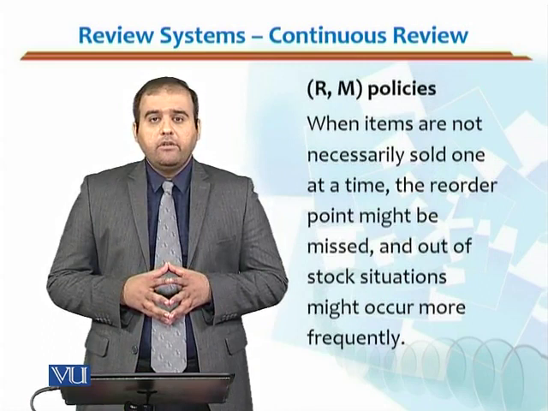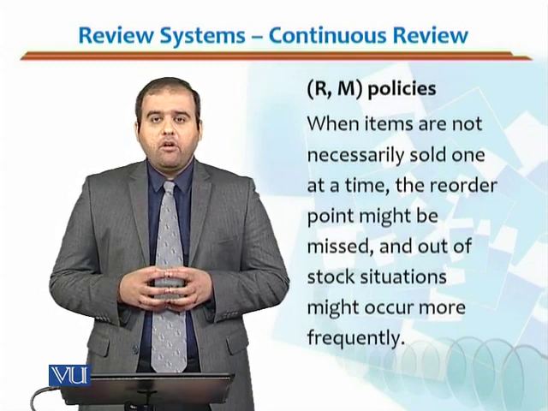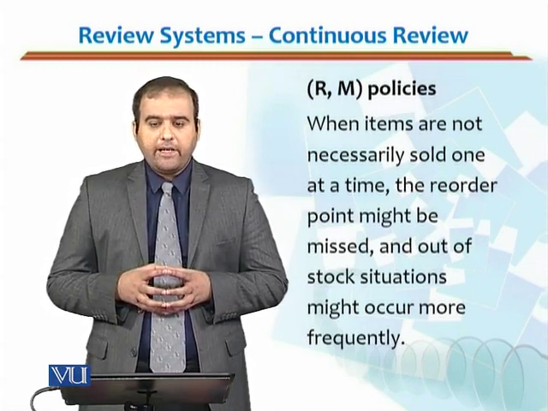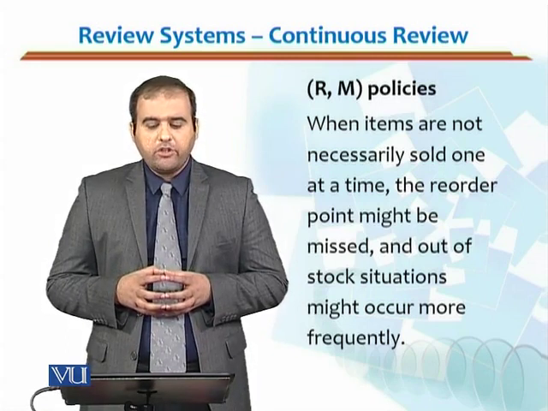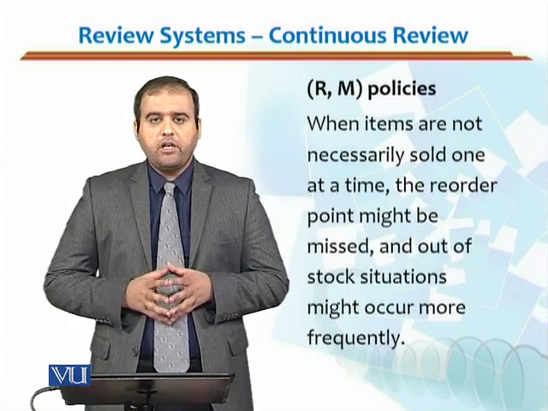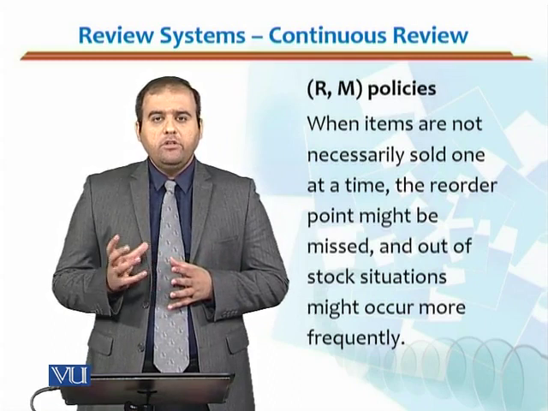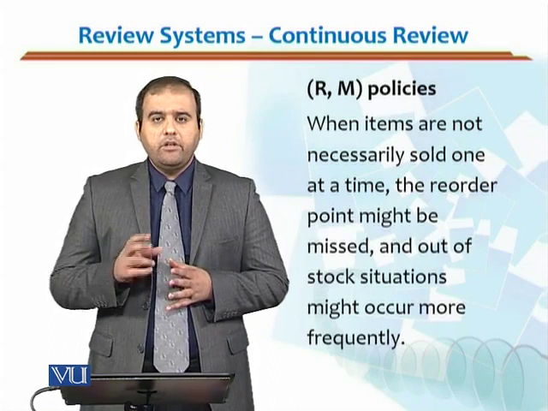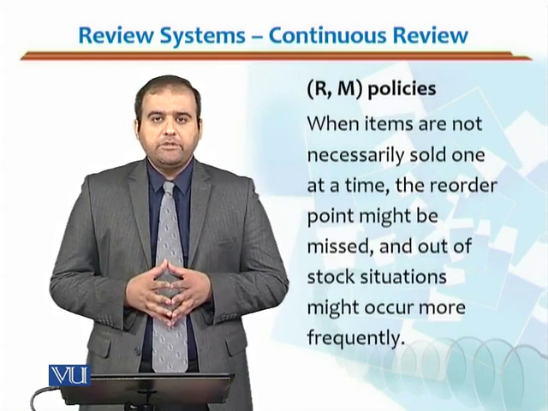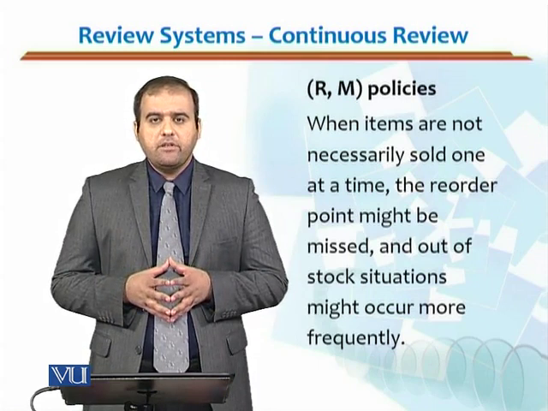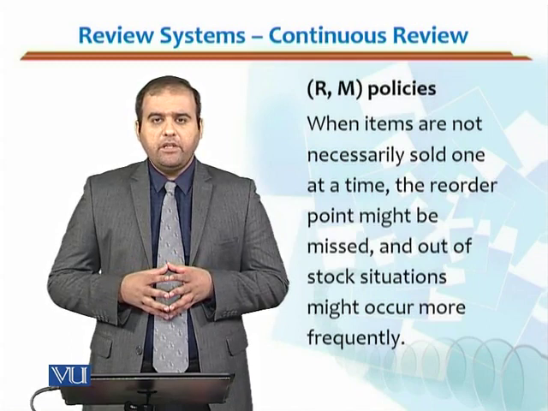The second policy would be the RM policy. When items are not necessarily sold one at a time, the reorder point might be missed and out of stock situations might occur more frequently. If you see, RQ policy has one reorder point, that is R, and what you do is replenish at that reorder point with quantity Q. But it can happen that the reorder point is being missed, or sometimes inventory is not sold one at a time. So it would not be like that.